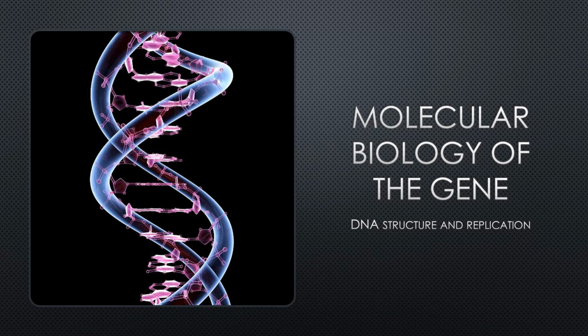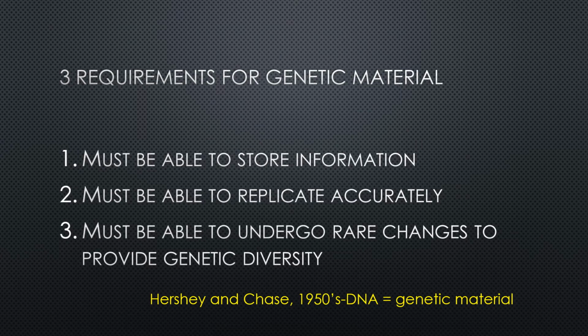So today we're going to be talking about the molecular biology of the gene, and particularly about DNA structure and its replication. So in the early 1900s, it was still not clear what was the genetic material that allowed us to pass along information from one generation to the next. So there was a big push in the scientific community to try to figure that out.